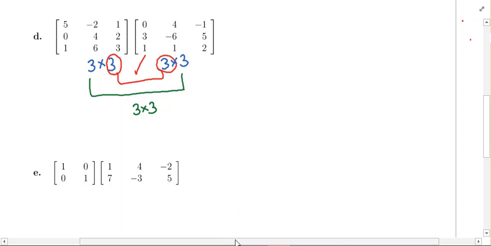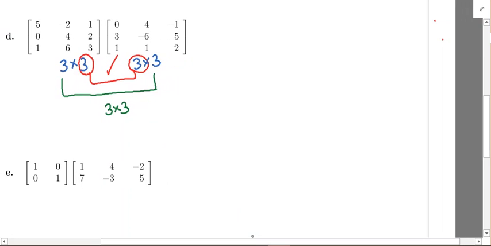Let's go ahead and map out a 3 by 3 matrix. This is going to be pretty big, so I'm going to try to squeeze it in here. We need 3 rows and 3 columns.